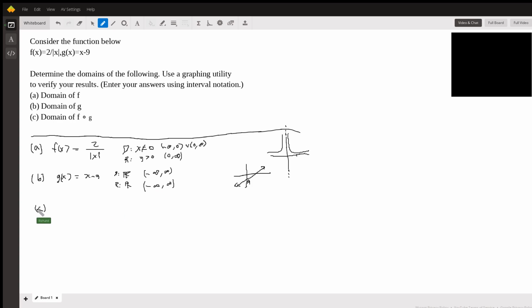And so part C here, we have to look at f of g of x. That open circle up here indicates a composite. That does not mean multiplication. If they wanted you to multiply, the circle would be filled. So this is f of g of x. Now g of x is x minus 9.